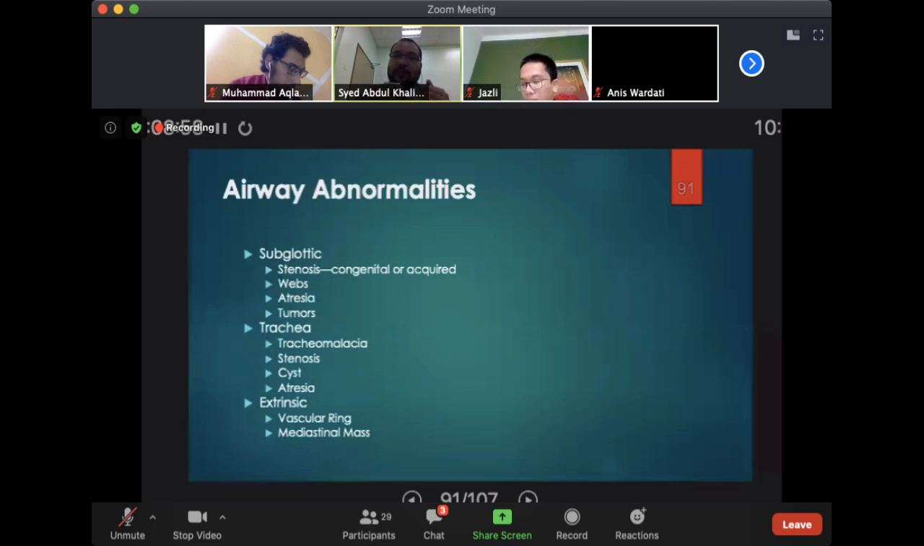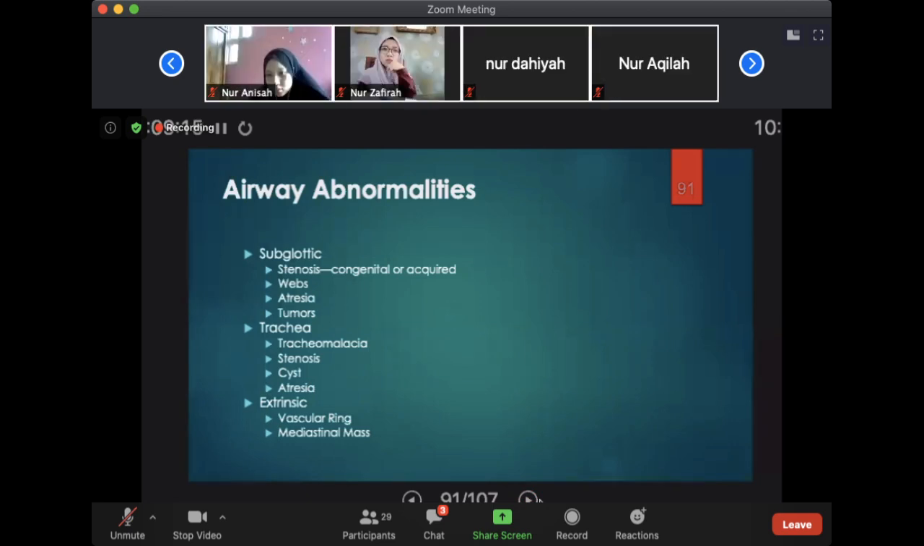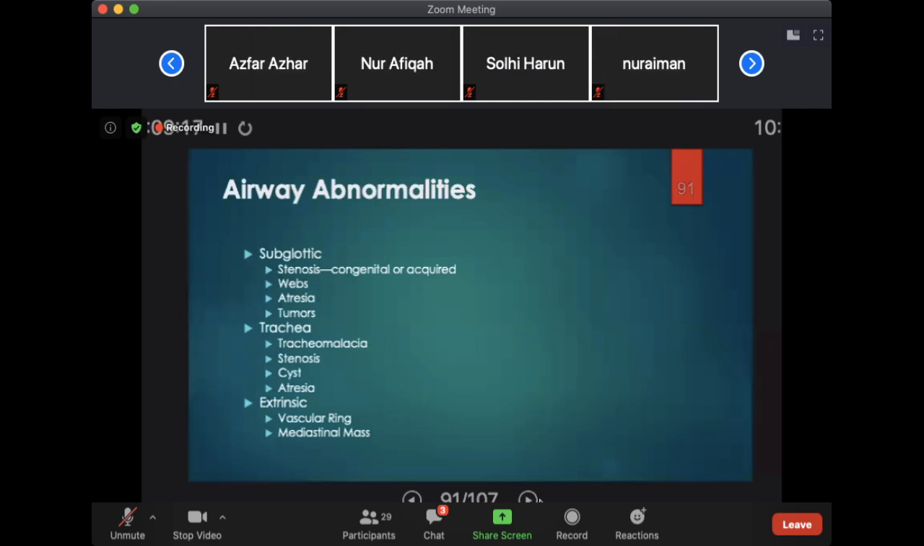Sometimes they may go round, they may form a ring on your trachea. So bila they form a ring on your trachea, it compresses your trachea as well and causes respiratory distress. You may have stridor because of a vascular ring. Sebab tu kalau ada stridor, you kena buat echo lah, just to make sure that you don't have any vascular ring.